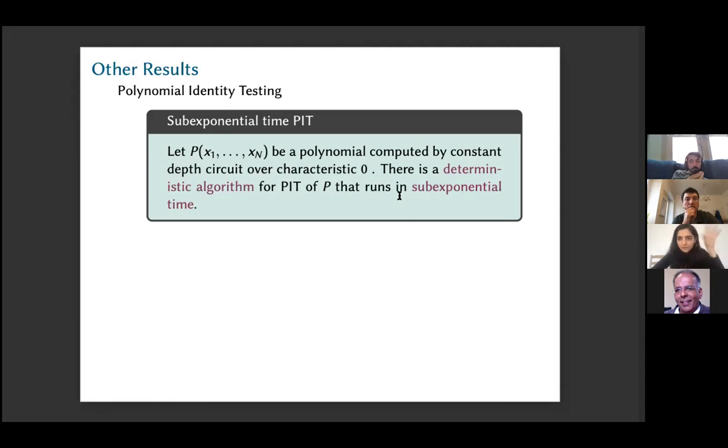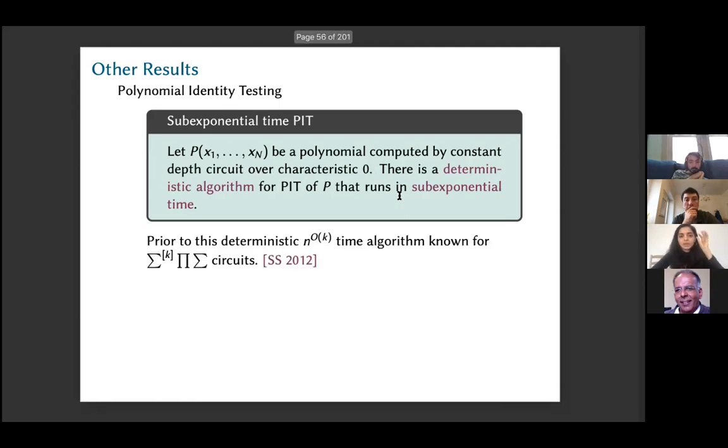Interestingly, this is a very well-studied problem, but prior to our work, the best known result for depth 3, for instance, was this one by Saxena and Seshadhri from 2012. They gave an n to the order k time algorithm for PIT for polynomials computable by circuits such as this one. These are circuits where not only do you have depth 3, but also the top gate has fan-in only k.